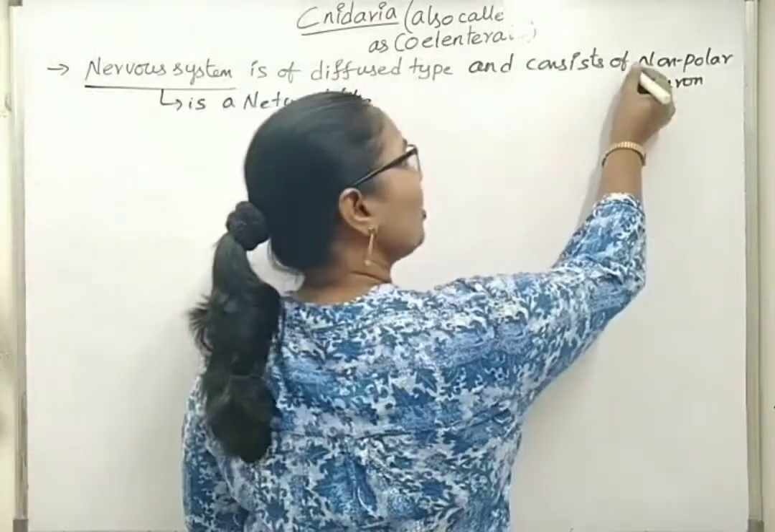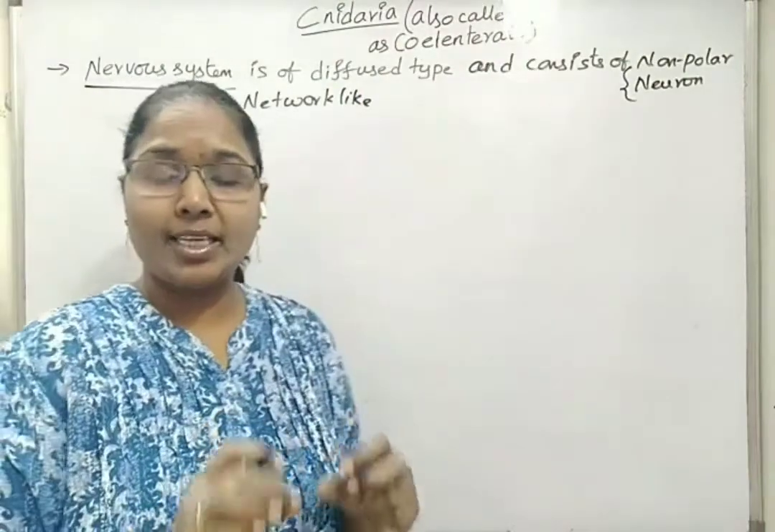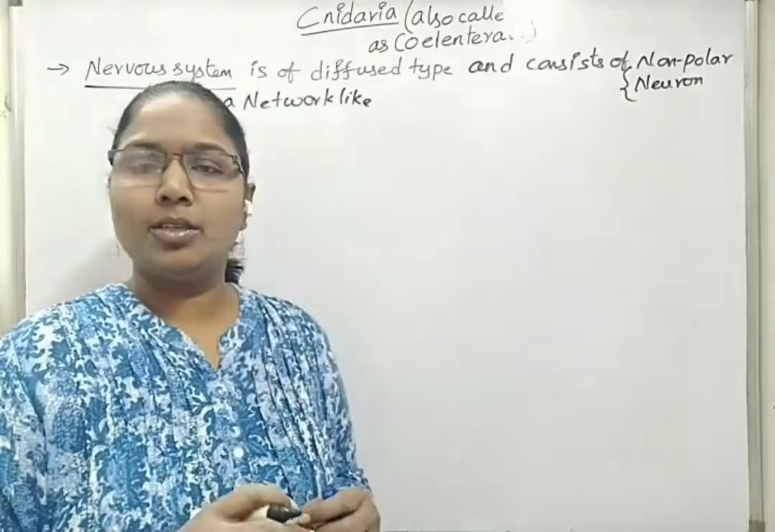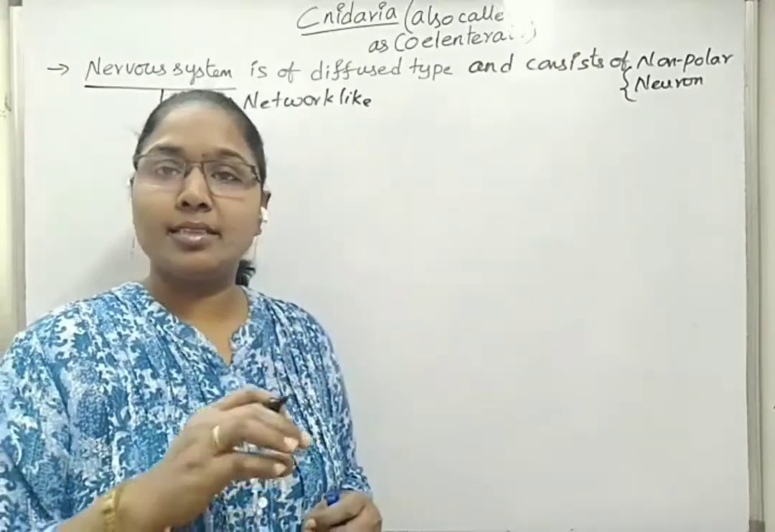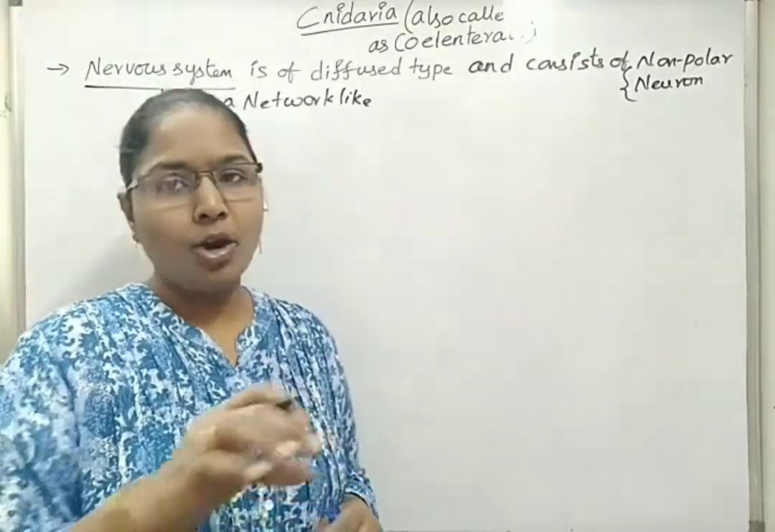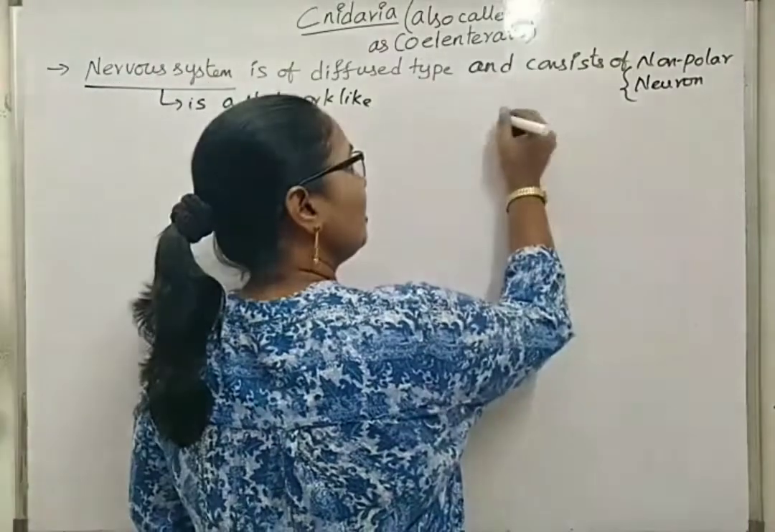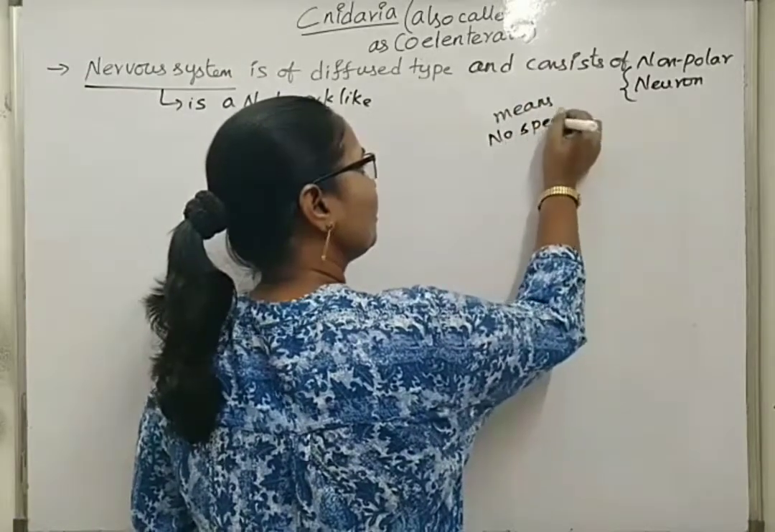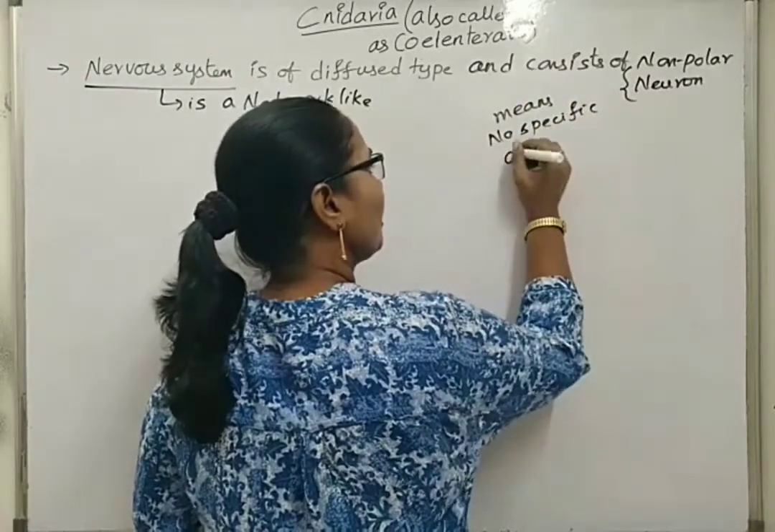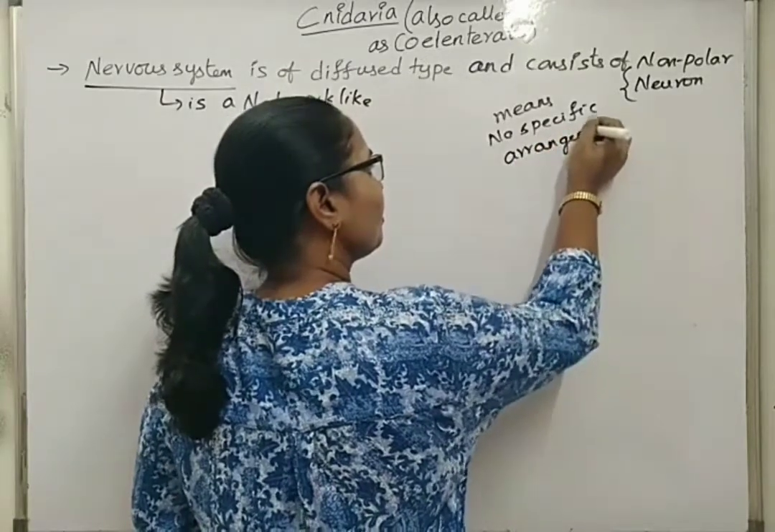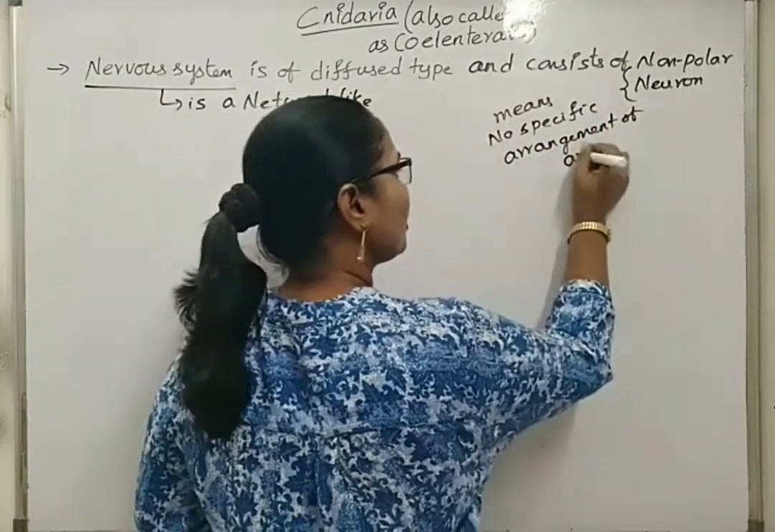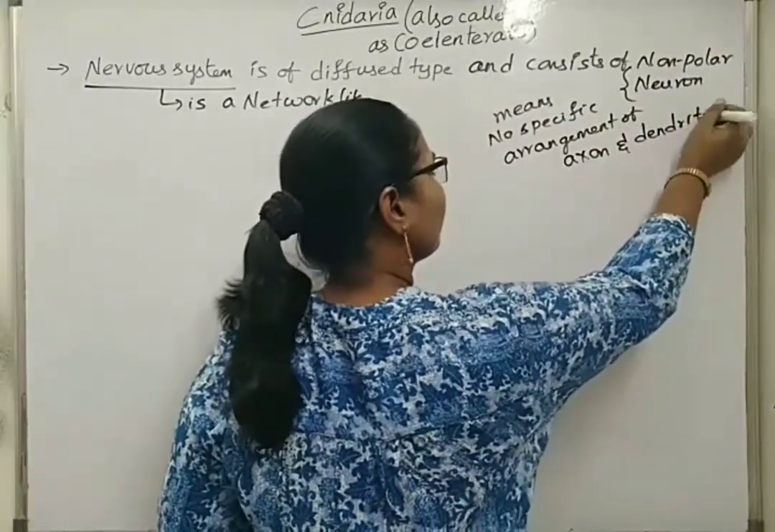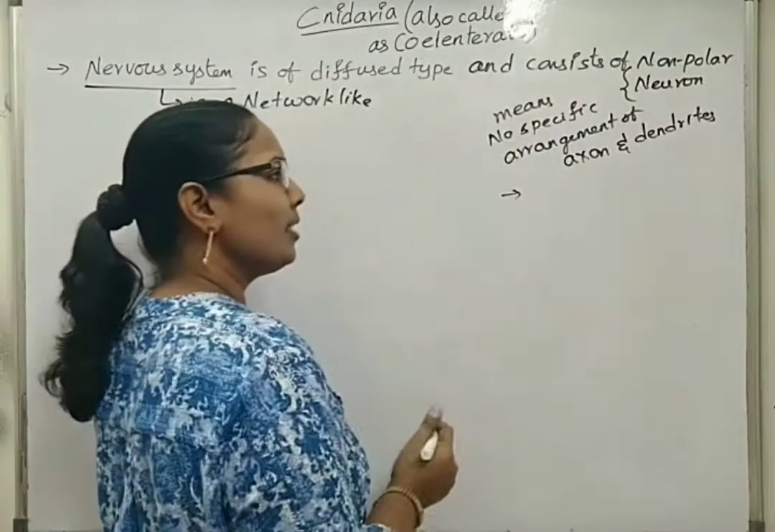What is meant by non-polar neuron? There is no specific arrangement of axon and the dendrites in the neuron. Nerve impulse is transmitted or passed in all the directions. Non-polar neuron means no specific arrangement of axon and dendrites. Nerve impulse is transmitted in all the directions.